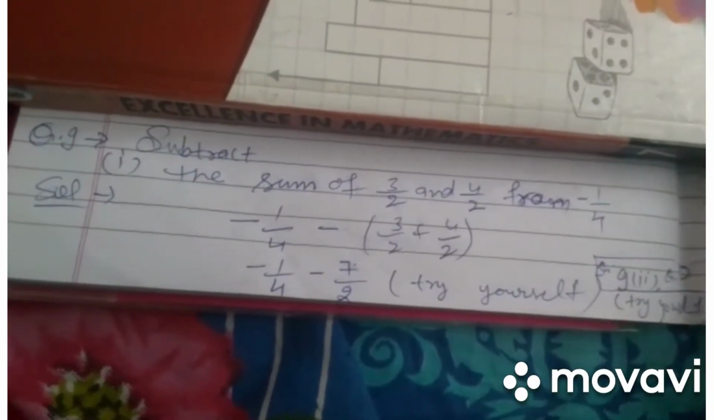Now if we solve the inside bracket portion, it will be 7 upon 2 minus 1 by 4 minus 7 by 2. So now you can try yourself. We are doing this kind of calculation already from exercise 2.1. These you can try yourself. Question number 9 second part and question number 10 also you can try yourself.